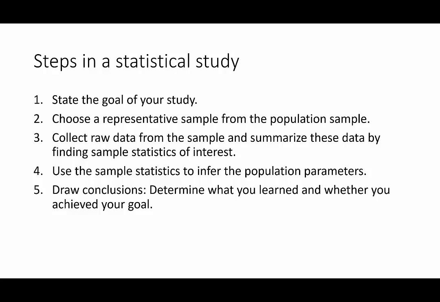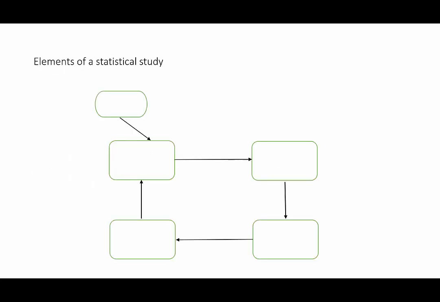Step 4, use the sample statistics to infer the population parameters. So if you think that your method of sampling was legitimate, then we might be able to infer population parameters based on what this study found. And step 5, draw conclusions. Determine what you learned and whether or not you achieved your goal. We're going to look at this again as a diagram.